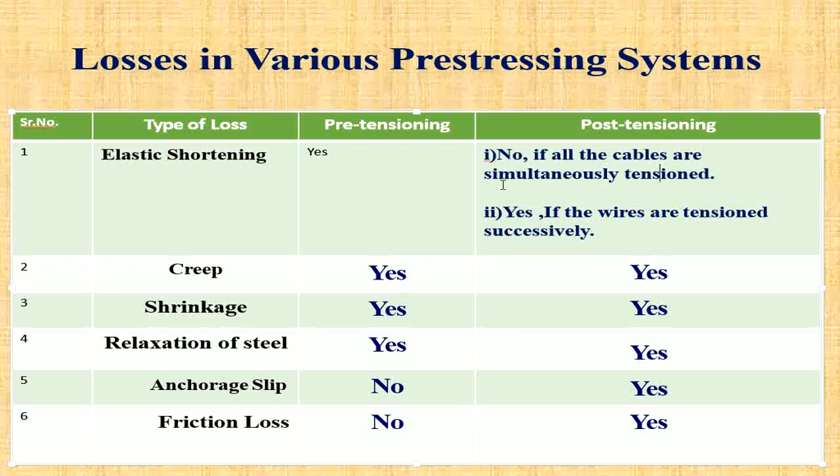Then next, creep will occur in pre-tension members and post-tension members. Then shrinkage also occurs in pre-tension members and post-tension members. Then relaxation of steel occurs in pre-tension members and post-tension members. Then anchorage slip. Here anchorage slip and friction loss will occur only in post-tensioned members. So one by one we will study.